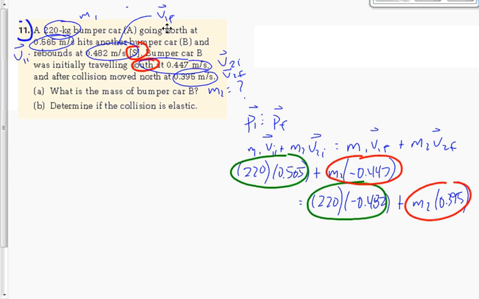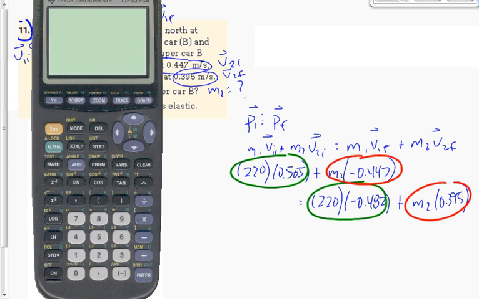Let's do this on the calculator together here. Let's see, 220 times 0.565 equals 124.3. Now, let's bring over to the left-hand side 220 times 0.482. Why did I add that to the left side? Because it was a negative on the right-hand side. So now on my left-hand side in green, I have 230.34.